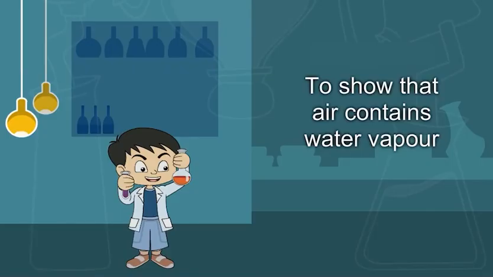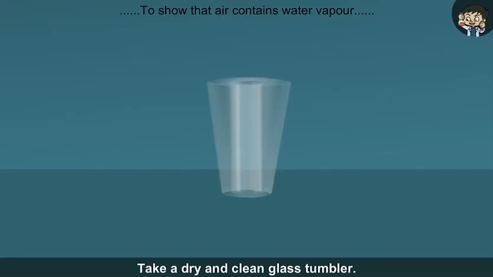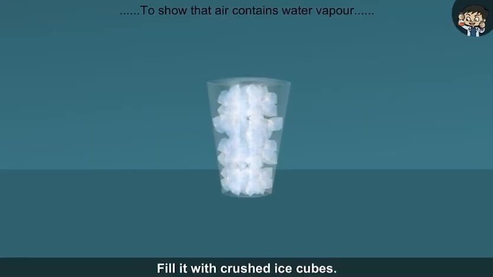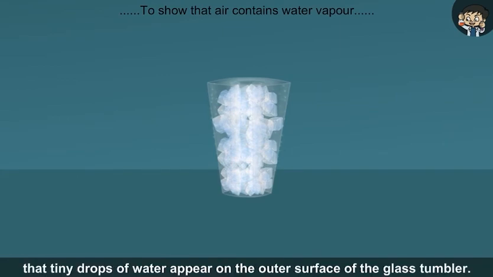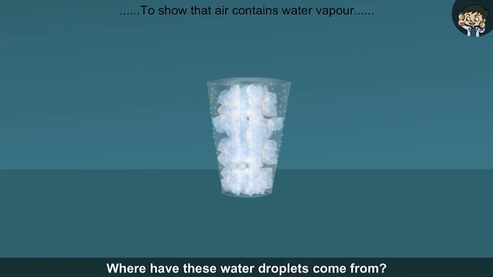To show that air contains water vapor, take a dry and clean glass tumbler. Fill it with crushed ice cubes. After some time, you will notice that tiny drops of water appear on the outer surface of the glass tumbler. Where have these water droplets come from?